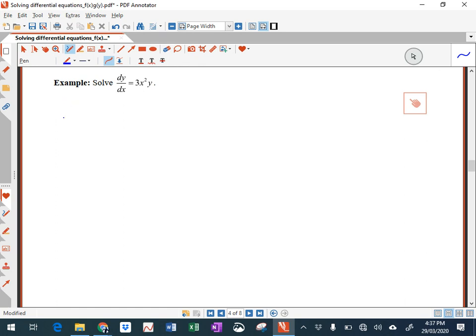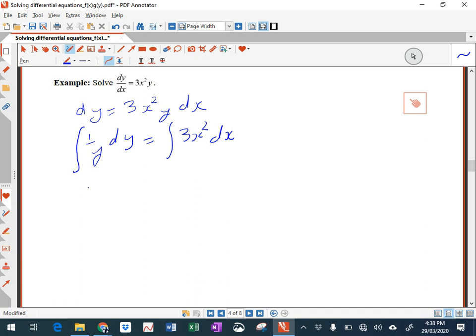We're going to solve this. So we're going to separate the variables. Let's see how we do that. So we'll start off with dy equals 3x squared y dx. And then divide by y, you're going to get 1 on y dy equals 3x squared dx. I'm getting the hang of this pen. Now, integrate both sides.